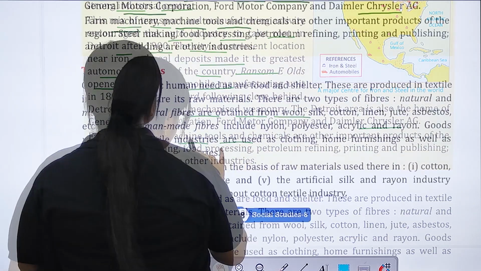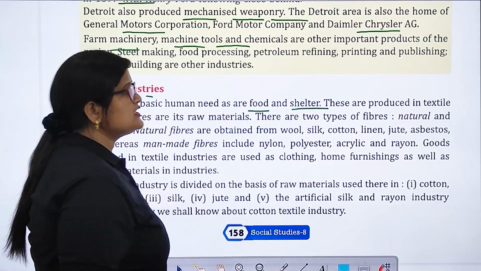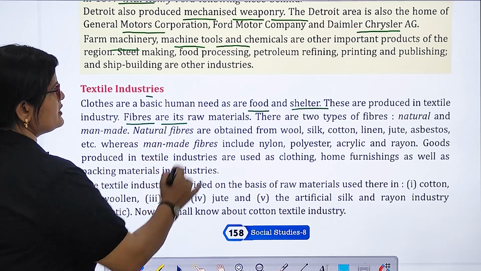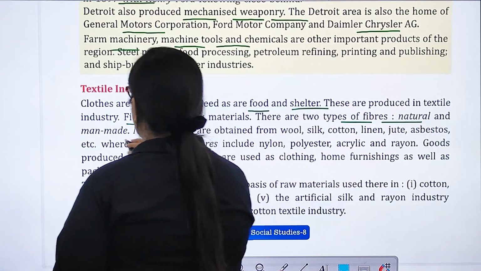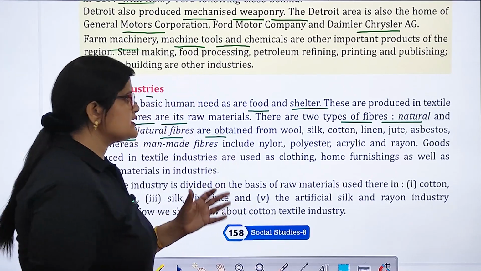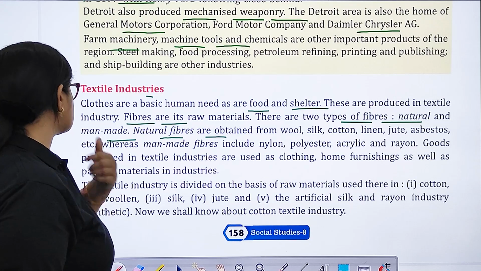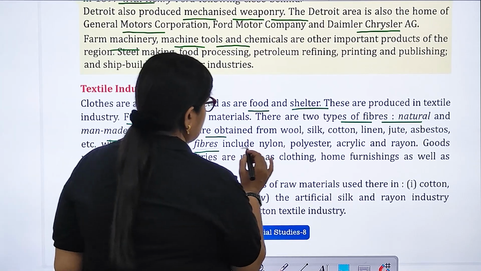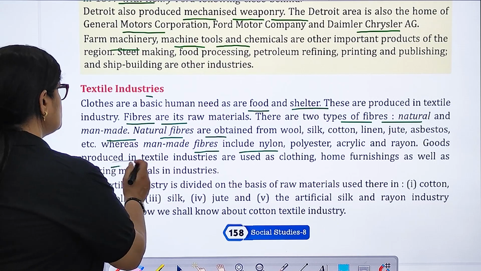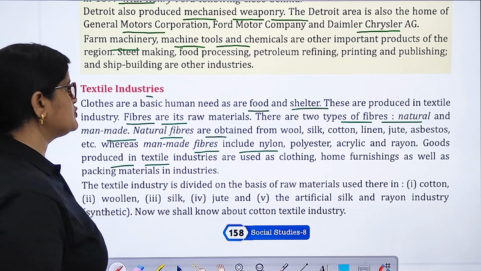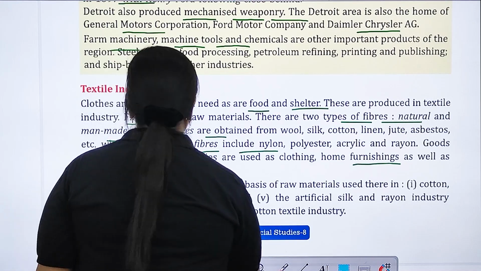Textile industries. Textiles are a basic human need, as are food and shelter. These are produced in the textile industry. Fibers are its raw materials. There are two types of fibers, natural and man-made. Natural fibers are obtained from wool, silk, cotton, linen, jute, asbestos, etc., whereas man-made fibers include nylon, polyester, acrylic, and rayon. Goods produced in textile industries are used as clothing, home furnishing, as well as packing materials in industries.